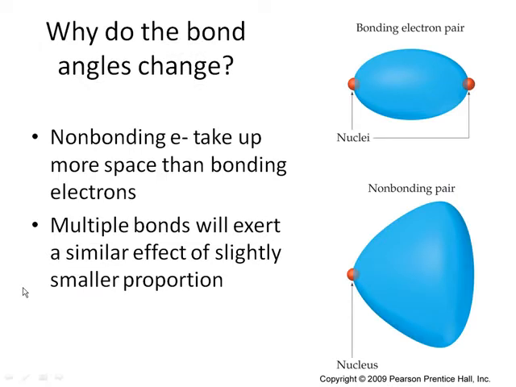Why do those bond angles change? Well, remember we talked about the fact that your bonding electron pair was between two nuclei. And so that sort of evened out your electron density. But a non-bonding pair of electrons takes up a huge amount of space, which means that its repulsion force is going to be greater than the bonding electrons. Multiple bonds, so a double or a triple bond, have a slightly smaller but similar effect on shape as well.